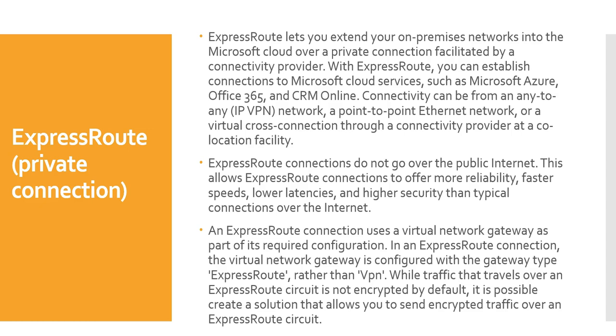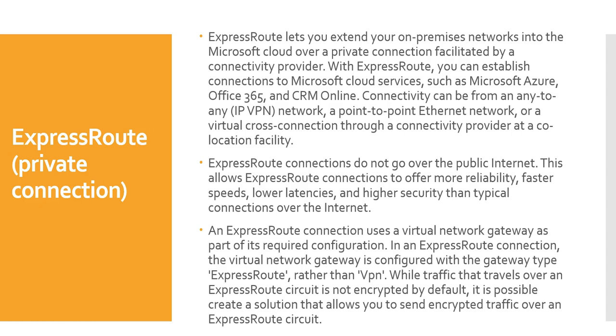With ExpressRoute, you can establish connections to Microsoft Cloud services such as Azure, Office 365, CRM Online. Connectivity can be from an any-to-any IP VPN network, a point-to-point Ethernet network, or a virtual cross connection through a connectivity provider at a co-location facility. ExpressRoute connections do not go over the public internet. This allows ExpressRoute connections to offer more reliability, faster speeds, lower latencies, and higher security than typical connections over the internet. An ExpressRoute connection uses a virtual network gateway as part of its required configuration.